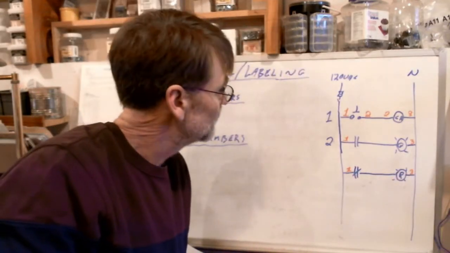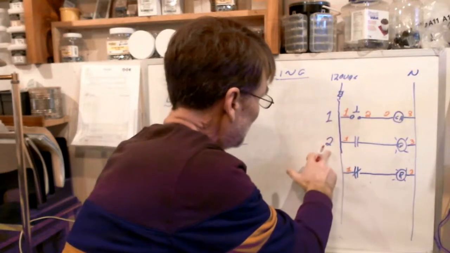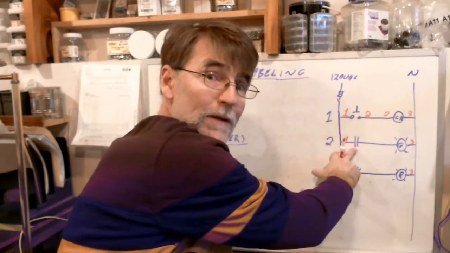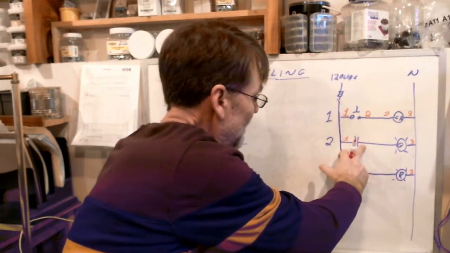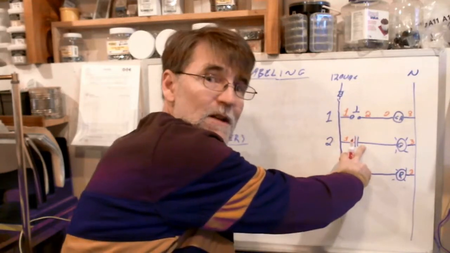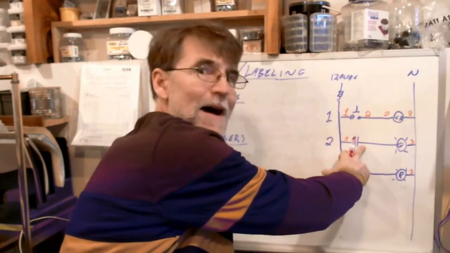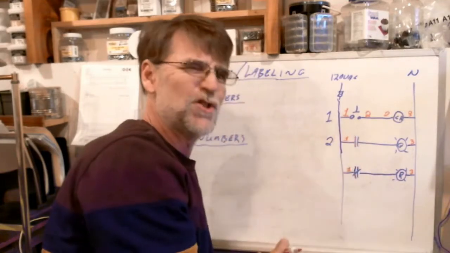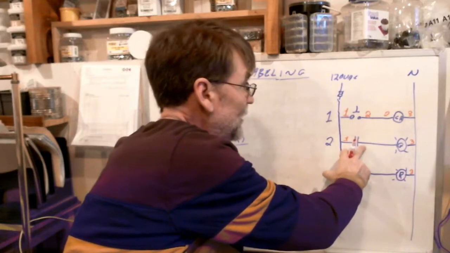Okay, so now let's come down here. We've got the second rung. Here's wire number 1 attached to this normally open contact. On the other side, we have a different wire. What number should we assign it? And the answer is it doesn't matter. We can call it 427 if that's what we want to do. Let's choose not to. We just need a new number.